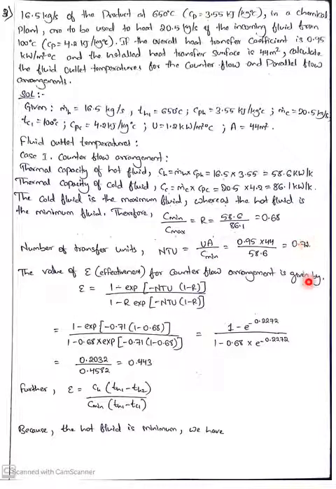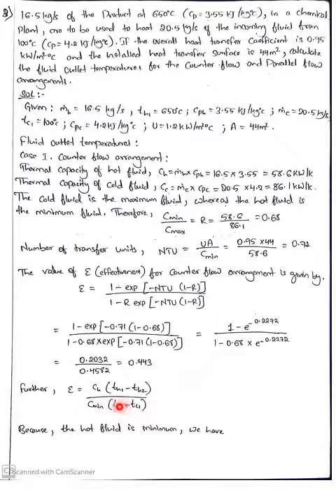Once you get the value of NTU and R, you can find the effectiveness with respect to counter flow. This is the formula which is available in the data handbook. If we substitute NTU and R here, we will be getting the value of epsilon, that is epsilon equals 0.443.